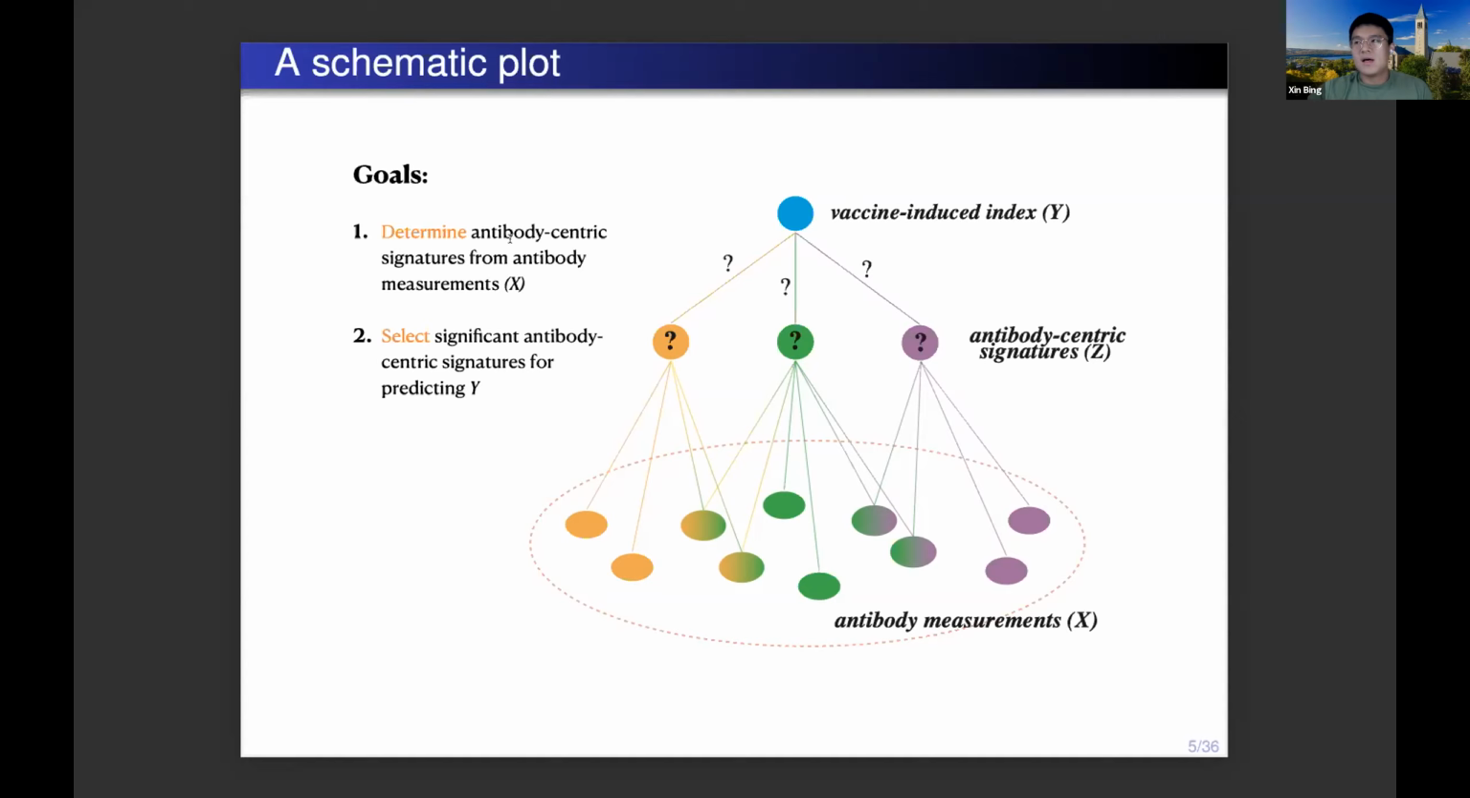Okay, so these are two steps, and I'll briefly go through the first step because it can use some existing techniques, and then my main focus of this talk will be on the second step, which is to provide a valid inferential tool for making inference on those selected latent factors.